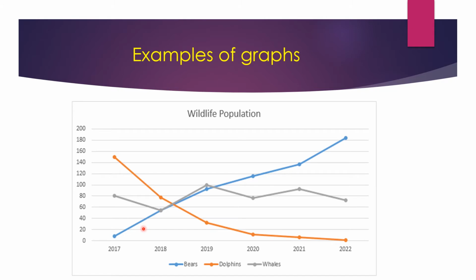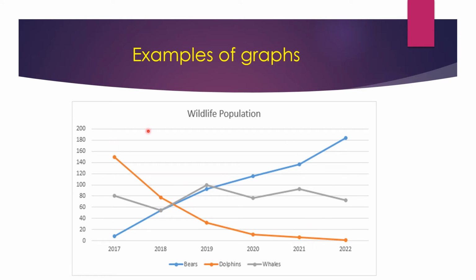This is interesting because this graph is meant to study the relationship between the number of a certain animal during certain periods of time or certain years, starting from 2017 and ending in 2022. But the interesting thing here is that we are studying the population for three different animals, not only one animal. For example, the bears are represented by the blue line, the dolphins are represented by the orange line, and the whales are represented by the gray line.